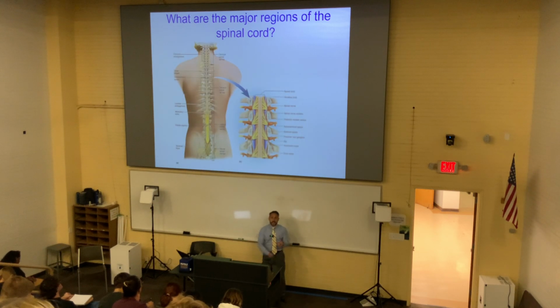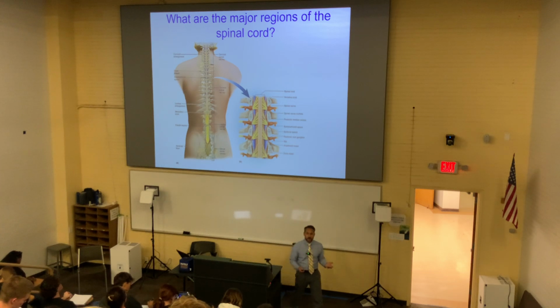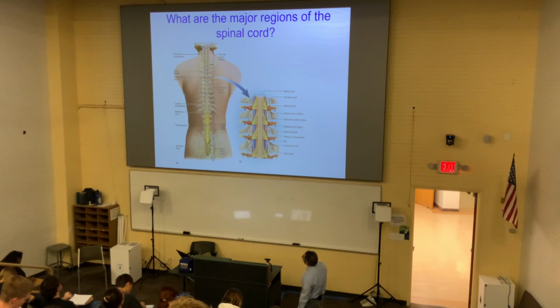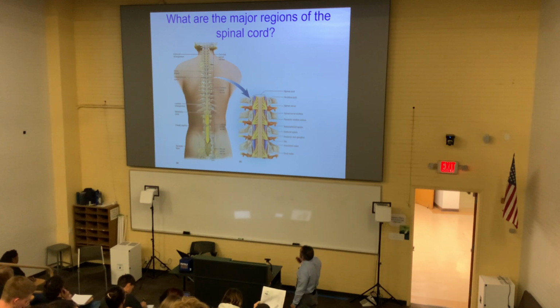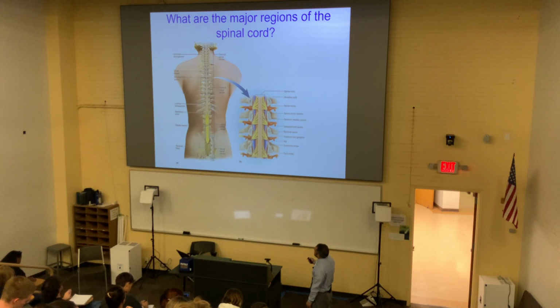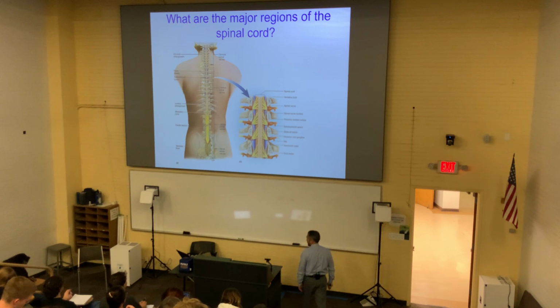Okay, now we have these major regions of the spinal cord. We have the neck region, which we refer to as cervical. We have the chest region, which we refer to as thoracic. We have the lower back, which we refer to as lumbar. And then we have the sacrum, or the tail, which is referred to as sacral spinal nerves.